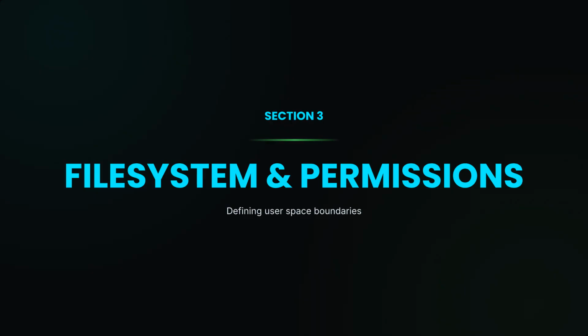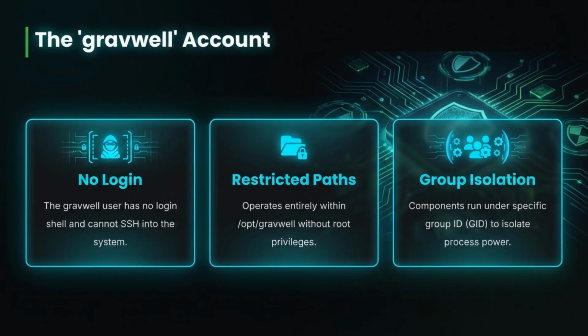Section 3, File System and Permissions, defines user space boundaries within your installation. The Gravwell account is designed for security. It has no login shell, operates only within /opt/Gravwell without root privileges, and uses group isolation to restrict process power.